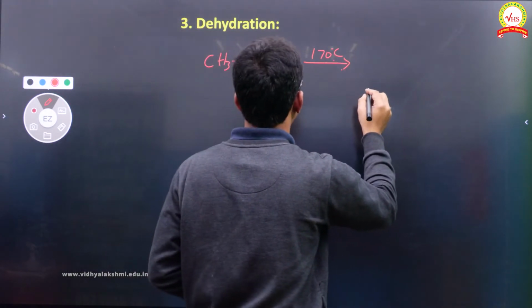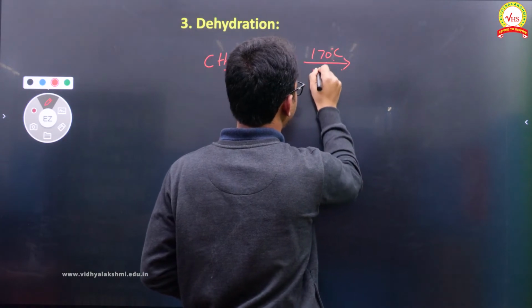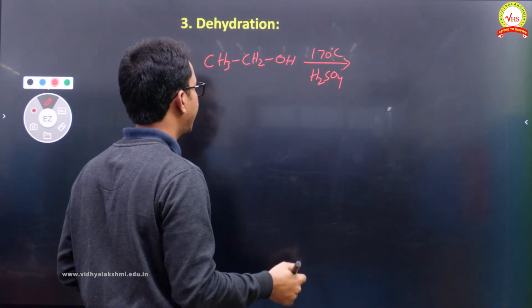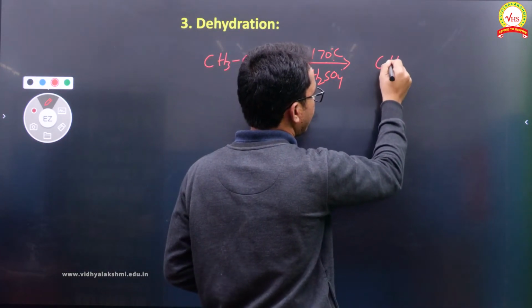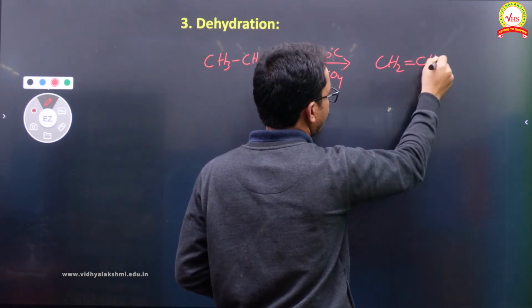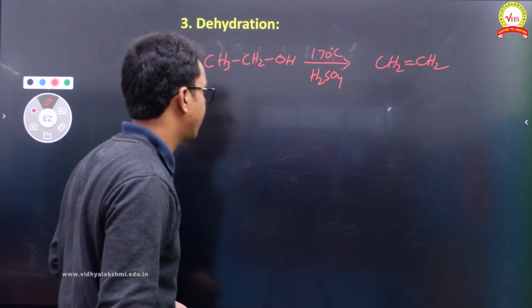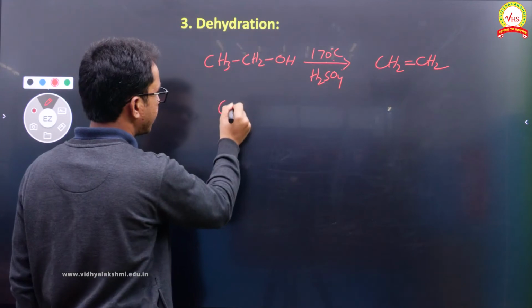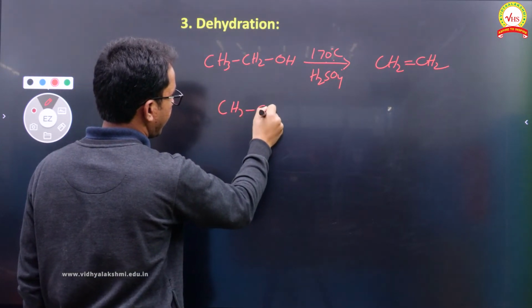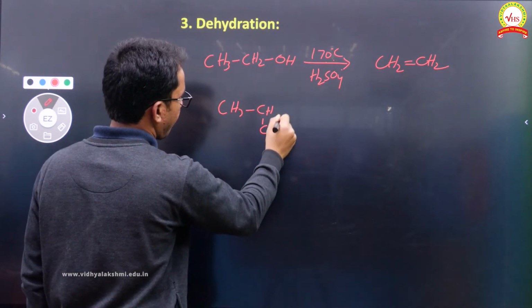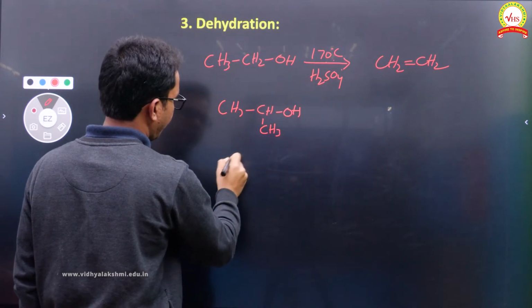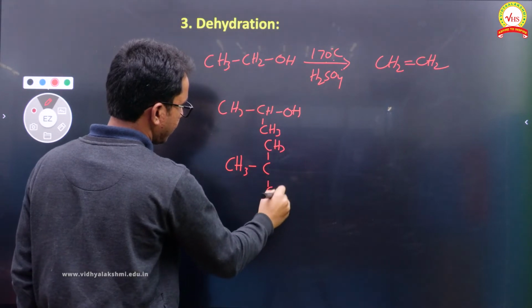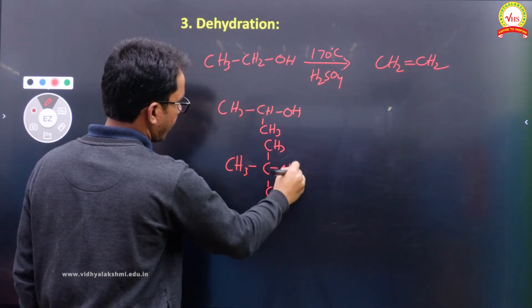Elimination of water takes place in the presence of H2SO4 or some other dehydrating agent, and formation of alkene takes place. Now, if we take a secondary alcohol, and a tertiary alcohol, with OH over there.